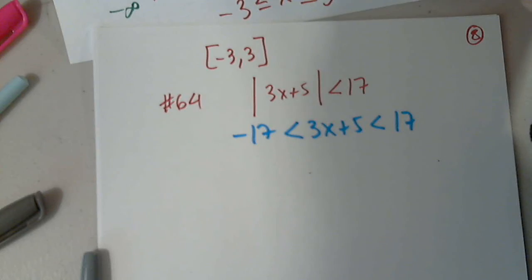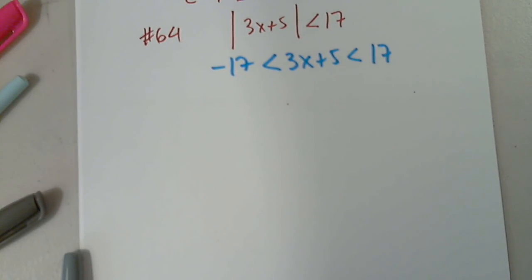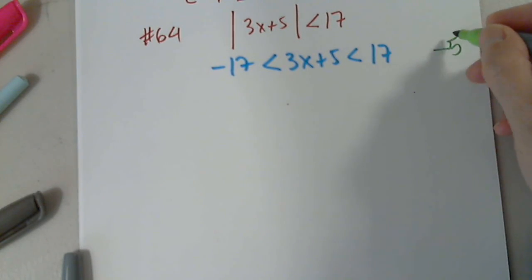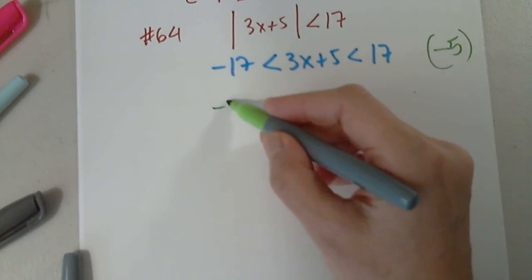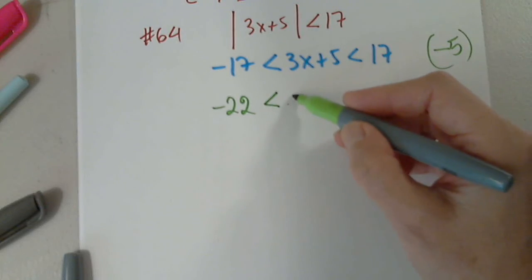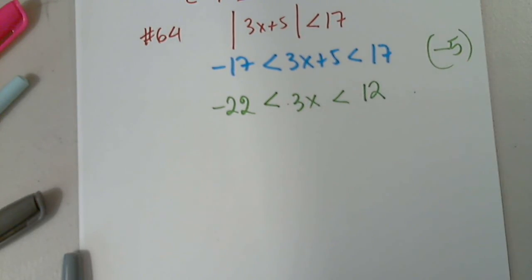What do I need to get rid of first? Very good. So I will subtract 5 from all three sides. Negative 17 minus 5, negative 22, less than 3x, less than 17 minus 5, which is 12. I have one more step to go, and it's done. So I solved the inequality. It's an absolute value inequality.